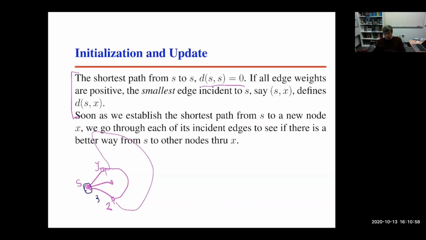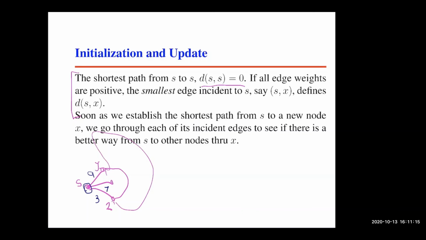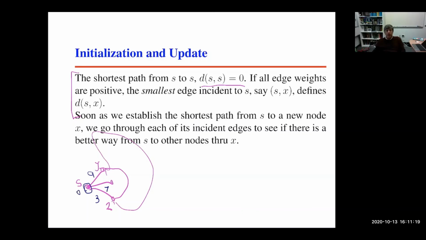Suppose the weights of these edges were 7, 8, and let's call it 9. To what vertex do I absolutely know the shortest path from S to it? To itself, S to S. S to S, right, that was 0, fine. Now, is there another vertex, just knowing this much of the graph, that I know the shortest path from S to it?